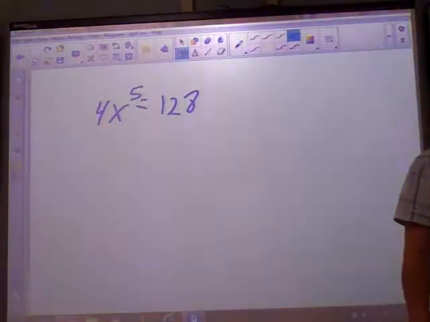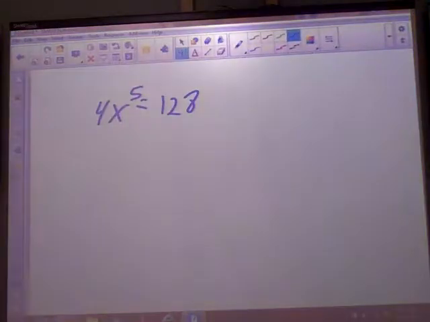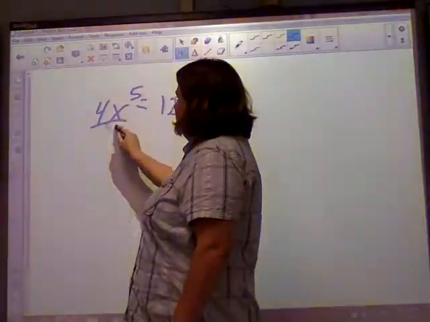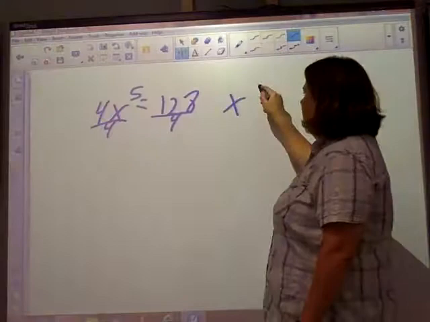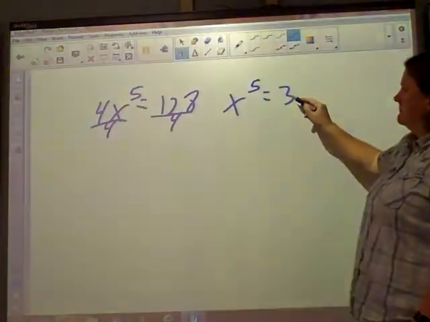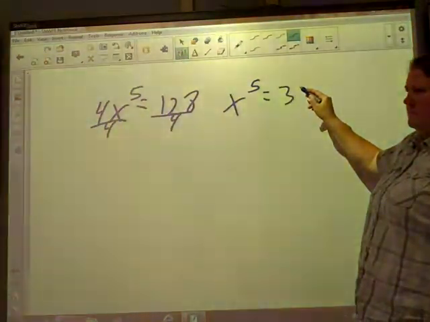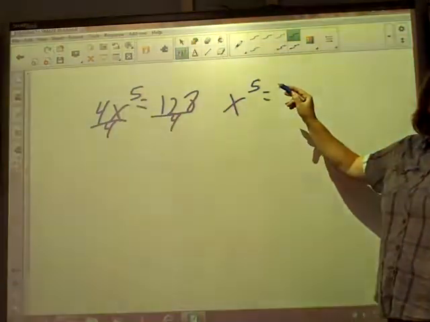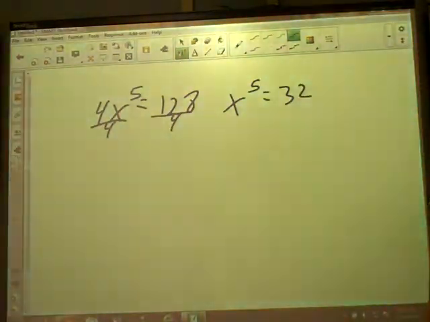This time the directions say to solve. So we're going to start solving this just like we would if we were in middle school. We're trying to get the x all by itself and it's being multiplied by 4, so we're going to divide by 4. 128 divided by 4 gets you 32. Now that's what x to the 5th is equal to.